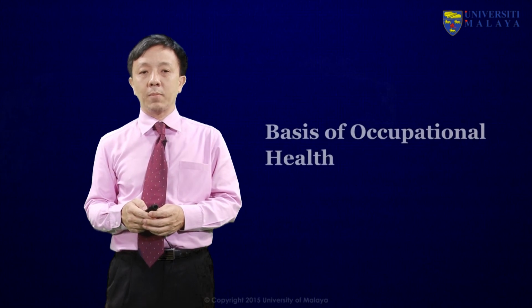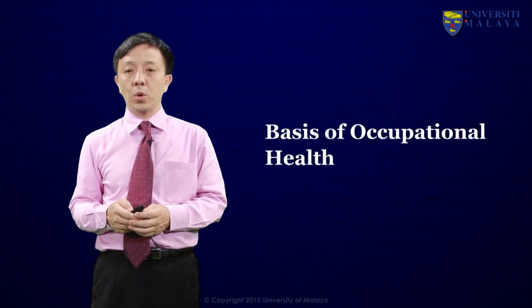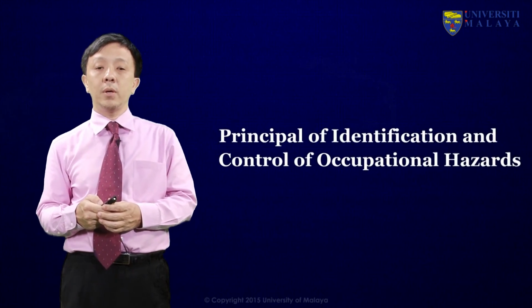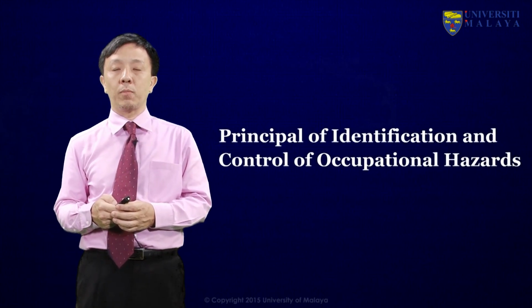Last session we discussed the basis of occupational health, work on health and health on work. This session we discuss the principle of identification and control of occupational hazard. So what is the basis of occupational health? Last session we looked at the effect of health on the work and the effect of work on the health. So work on health and health on work is the basis of occupational health.